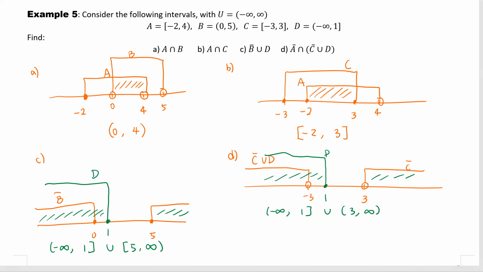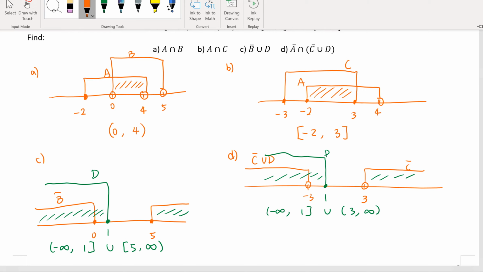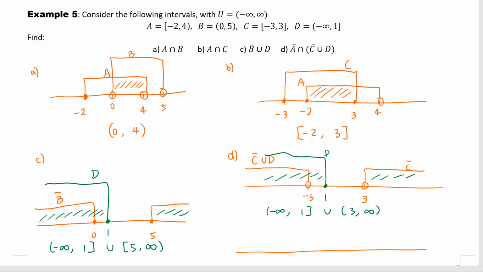So let's use A complement. What is A complement? Well, A is -2 and 4. Because -2 is in A, it's not in the A complement. 4 is not in A, so 4 is in the A complement. So this is the A complement. And we wanted to intersect what we had before.